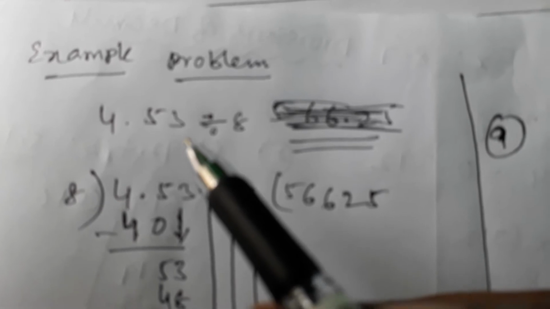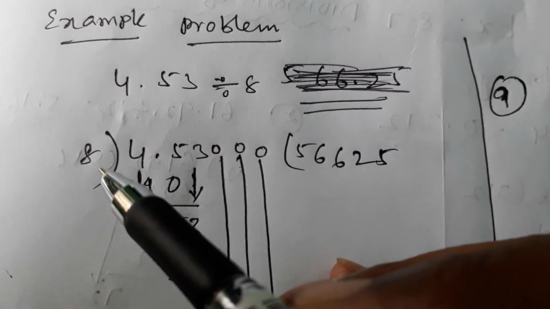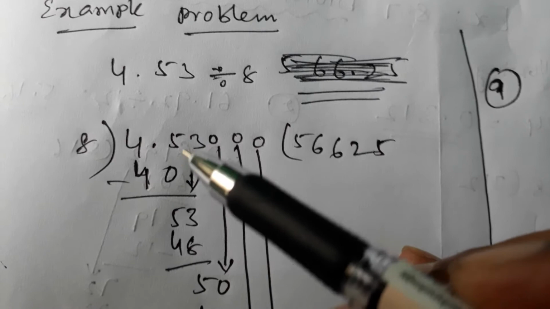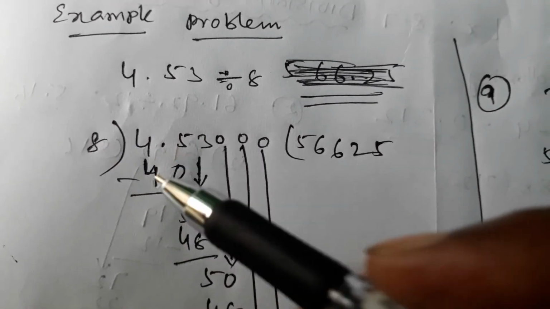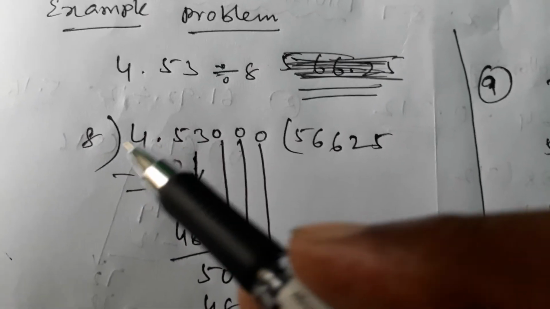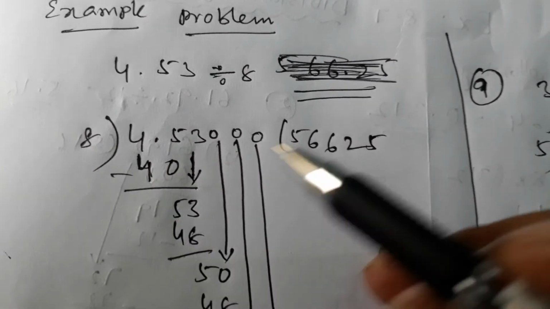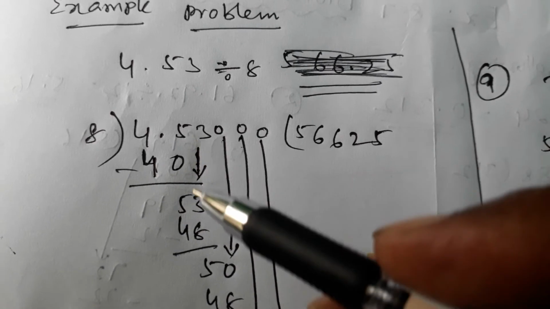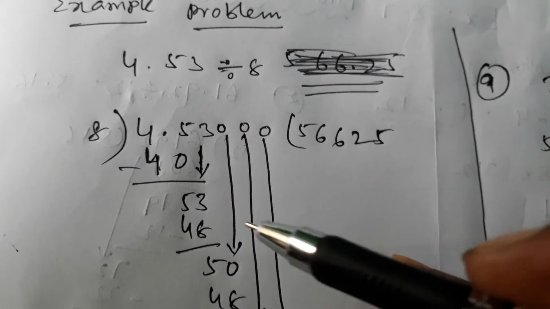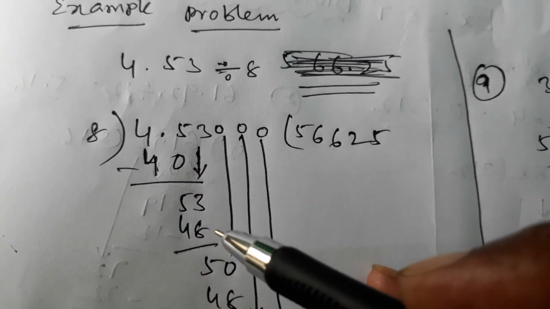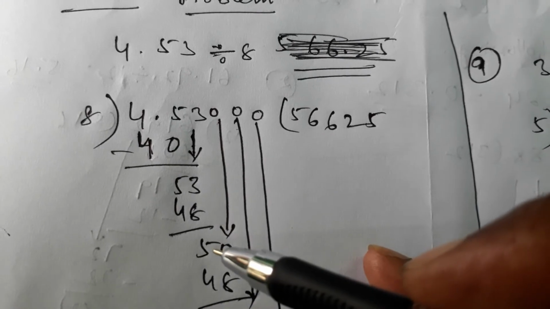Similarly, one more example I want to explain. Here 4.53 is given, divide with 8. Now I am dividing with 8. Similarly, forget about the decimal and do as usual. So ignore the decimal and do 45. 45, how many times? 5 times. 8 fives are 40. Now 5 remainder. Now take down 3. Then 53: 8 sixes are 48. Now remainder 5.